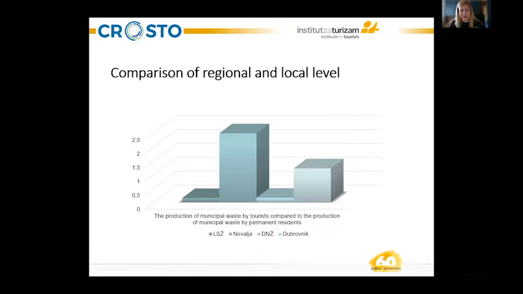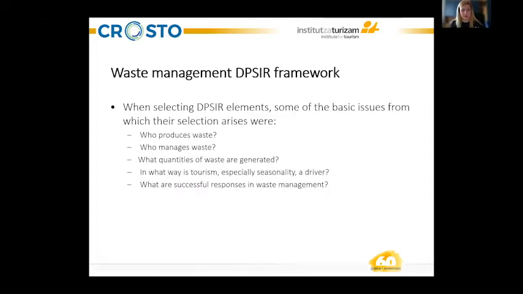So it's quite important for the observatories to try to establish measurement of such indicators on the destination level as soon as possible. For example, Dubrovnik, which is a UNESCO site, has quite bigger numbers than the Dubrovnik-Neretva county in terms of the waste production from the tourists. So we must definitely focus on the local level when monitoring this kind of indicators.